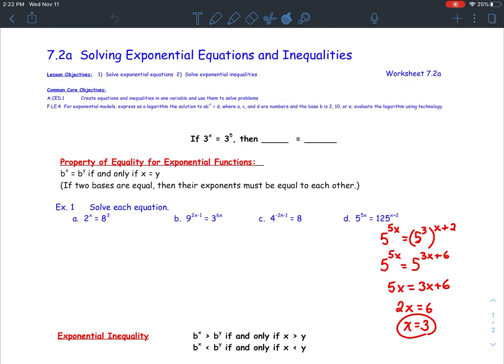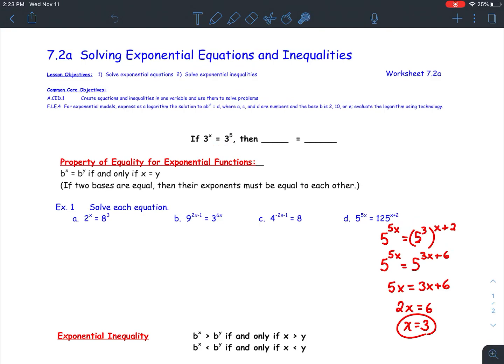Okay, we're going to be continuing to look at exponential equations. We're going to be looking at both exponential equations and exponential inequalities today, talking about how to solve equations when you have a variable in the exponent. Okay, so we're going to start with something pretty simple here.